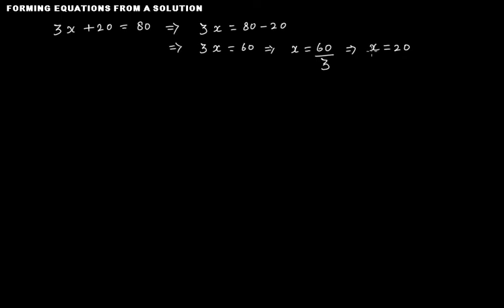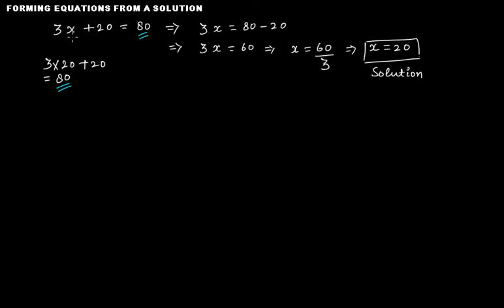Now this x = 20 is actually the solution for this equation, because if you put x as 20, then this will be 3 times 20 plus 20, and how much will you get? You'll get 80. That is, this 80 and this 80 are equal. That's why this is a solution of this equation.